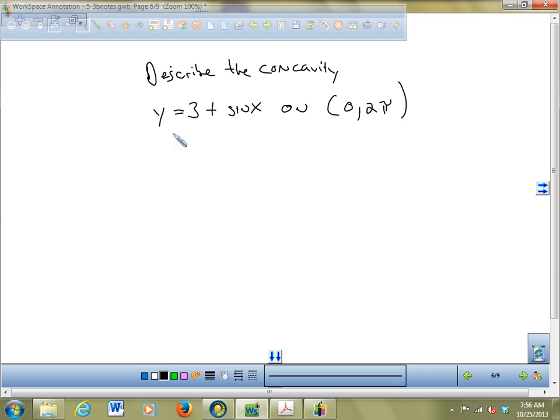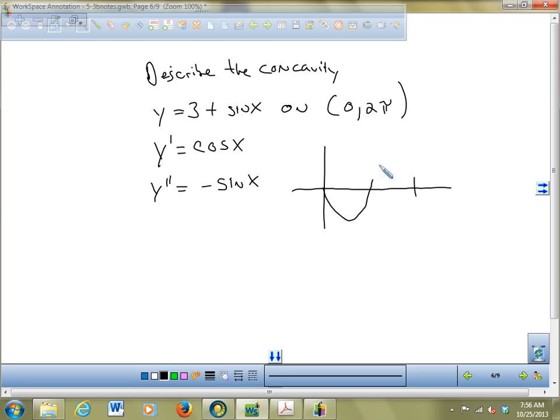Okay? So the first thing I have to do is find y prime. What's y prime? This is a case where y prime is easier than y, right? What's y prime? Cosine x. And what's y double prime? Negative sine of x. Okay? And so you guys probably are pretty good at this. So we're just looking at the interval 0 to 2 pi. What does negative sine of x look like? Y equals negative sine of x. Yeah, it starts down and it does one cycle in 2 pi radians, right?